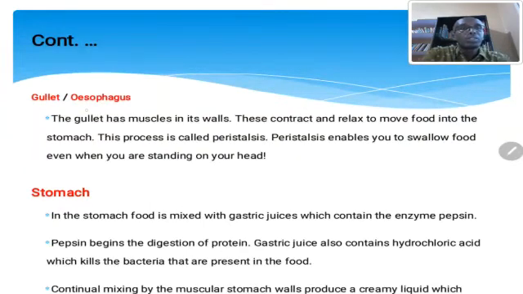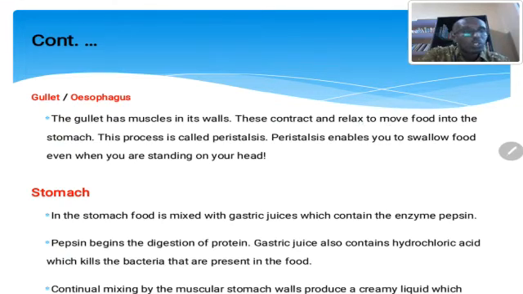Here you have the esophagus, or the gullet. There is no digestion that takes place in the gullet. The gullet is made up of muscles. So the function of the gullet is to carry food from the mouth to the stomach. It makes contractions and relaxations that move the food into the stomach.